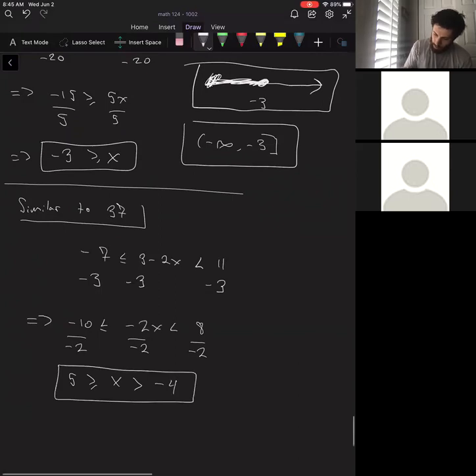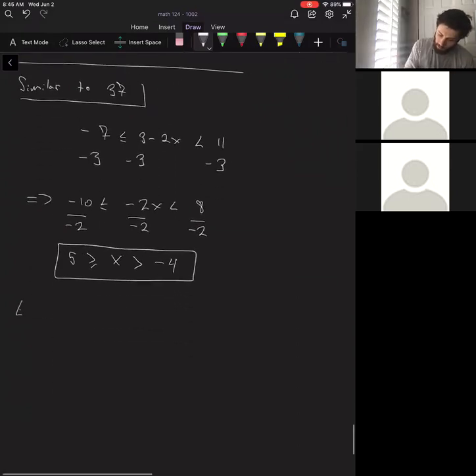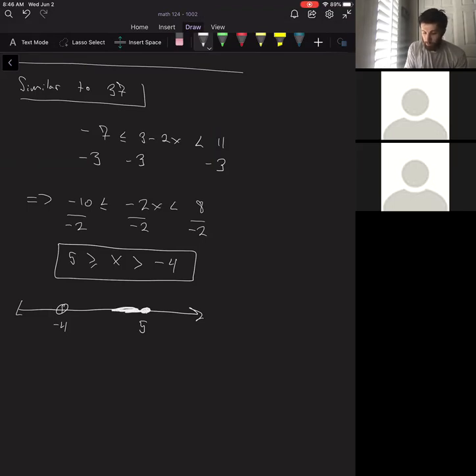So here's one way to represent the answer on a number line. So we have minus 4. We have 5. The minus 4 has a greater than sign, so we have an open circle here, and the 5 has a less than or equal to sign. So this is saying that x is less than or equal to 5. So for less than 5, we shade to the left. And at the same time, it's bigger than minus 4, so we shade to the right of minus 4. So to the left of 5 and the right of minus 4, which is this middle section.